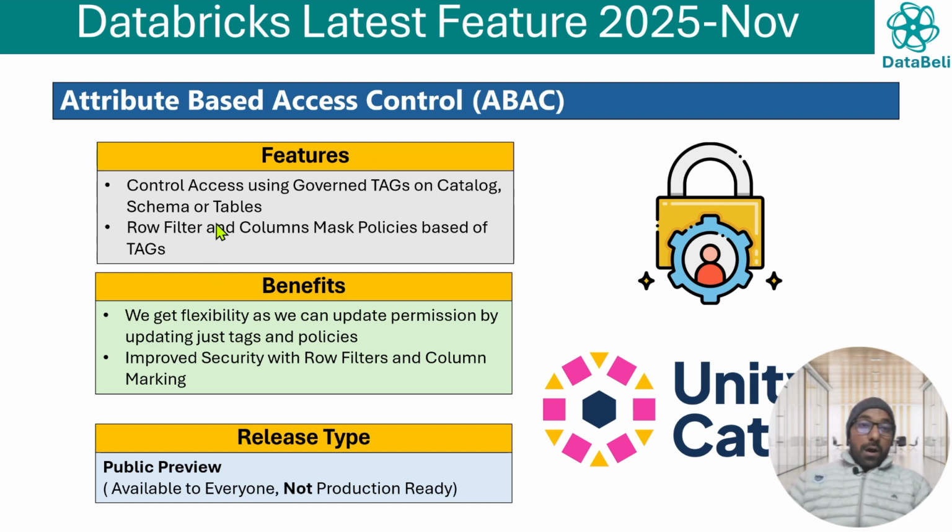How it works is we define the policy once, let's say at the catalog level or the schema level. Then whatever tables we create inside it, and in that table we apply that tag to some particular rows or columns, the logic of the policy will be applied automatically. We don't need to apply it at the table level or column level. That's how it makes it very simple to use row filters and column masks dynamically.